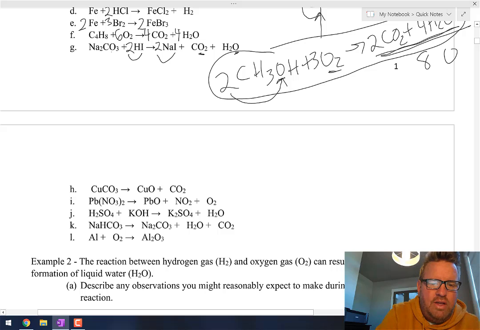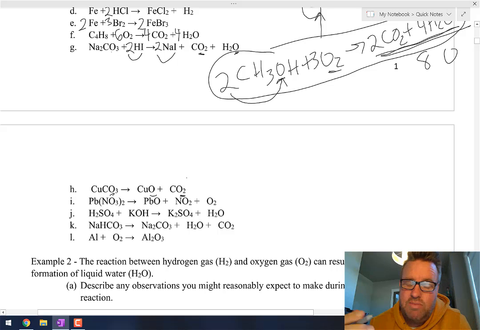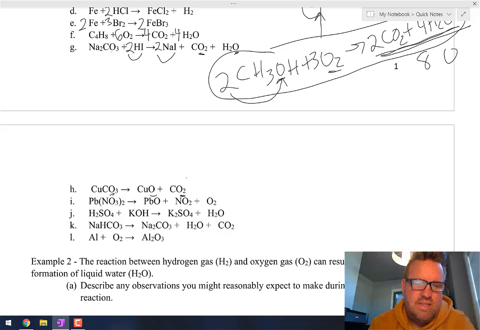Okay, letter H. Looks like you've got 1 copper, 1 copper, 1 carbon, 1 carbon. 3 oxygens, 1, 2, 3 oxygens. Remember I said sometimes maybe everything's balanced before you even start? Then that's the case here.